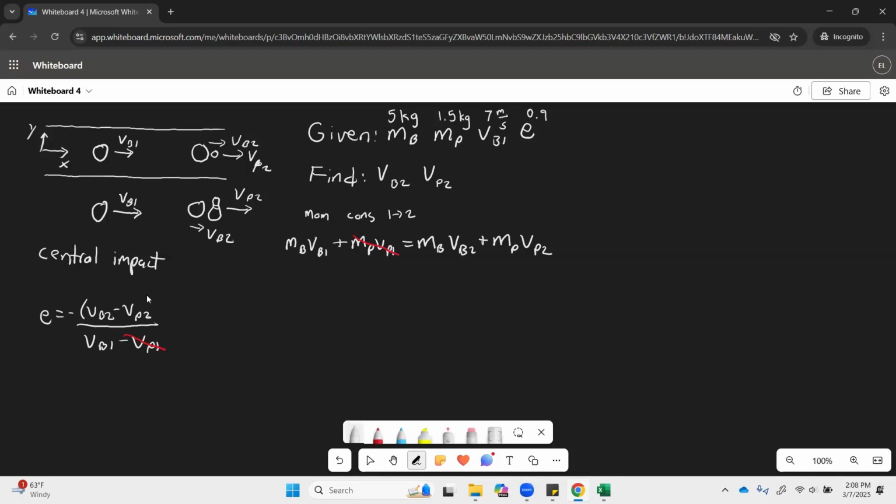So now we can go ahead and fill in numbers. In this case, we'll get two different equations. So the mass of the bowling ball is 5. The speed of the bowling ball is 7. And then that equals the mass of the ball, which is 5 times VB2, plus that pin mass, which is 1.5 times VP2.